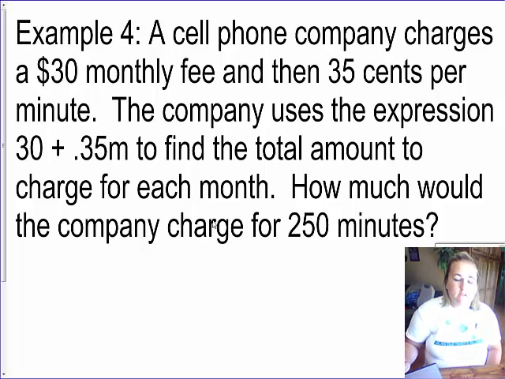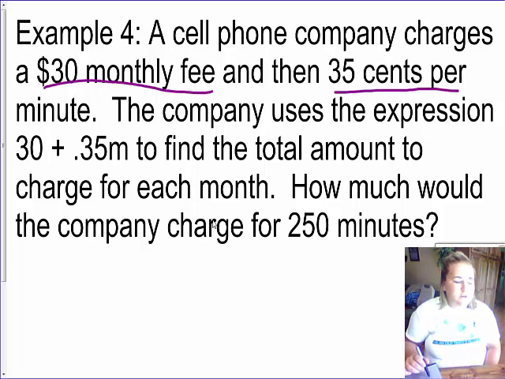A cell phone company charges a $30 monthly fee and then 35 cents per minute. So this means that every month you have a cell phone, they are charging you $30 just for having the phone. And then when you use the phone, they're going to charge you 35 cents for every minute that you use it. So if you're on the phone for 10 minutes at 35 cents a minute, that phone call is going to cost you $3.50, okay?